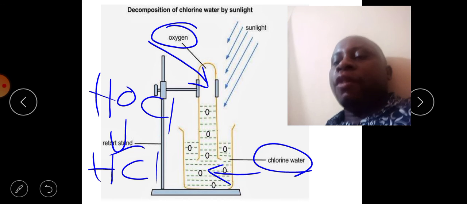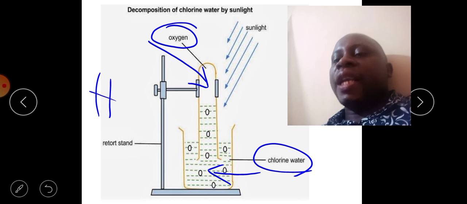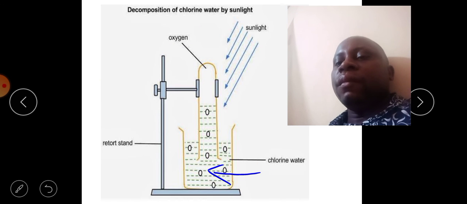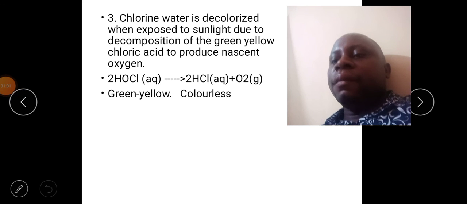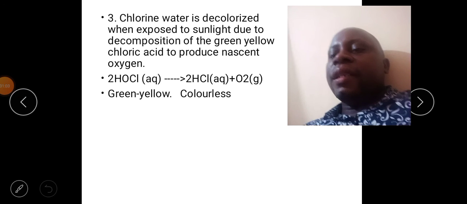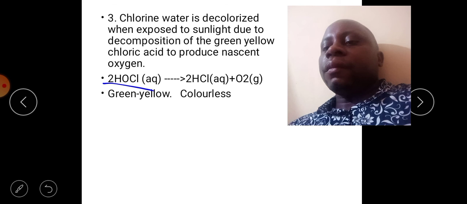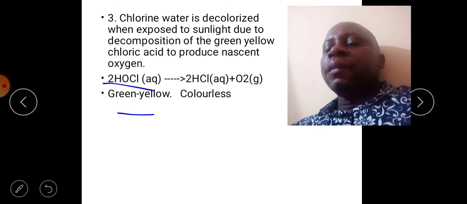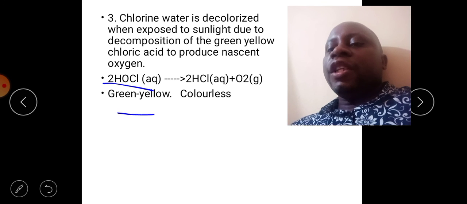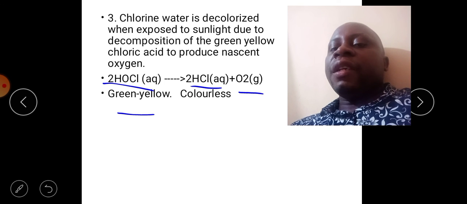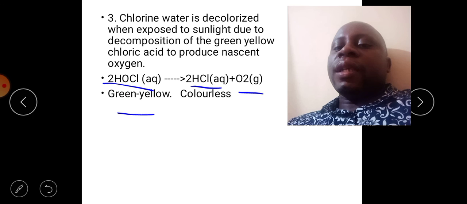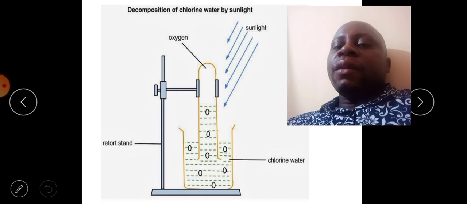Okay, the equation is the one which I've seen earlier. I think we have to see it again. So we have said that the chlorine water, green yellow, when exposed to sunlight changes to a colorless solution, which is hydrochloric acid, and a colorless gas is given out. Good.